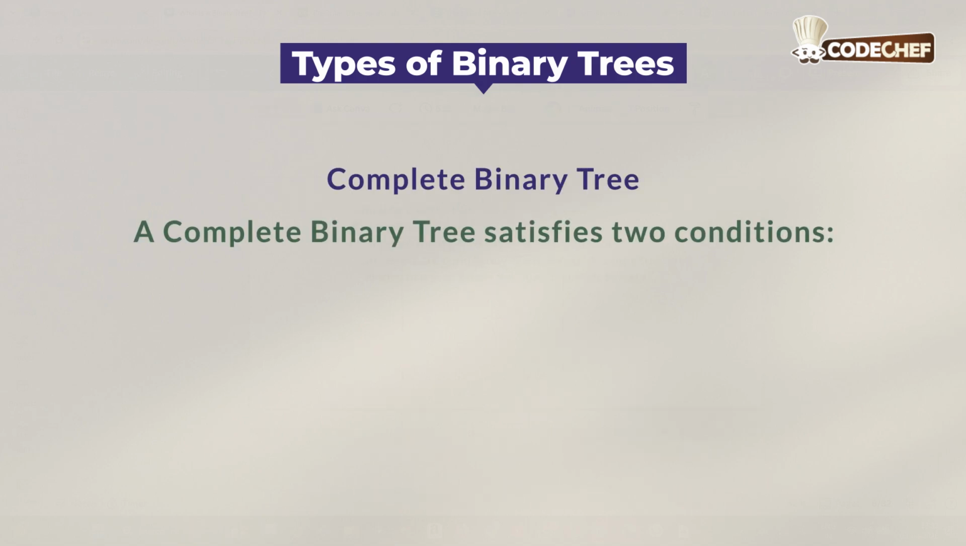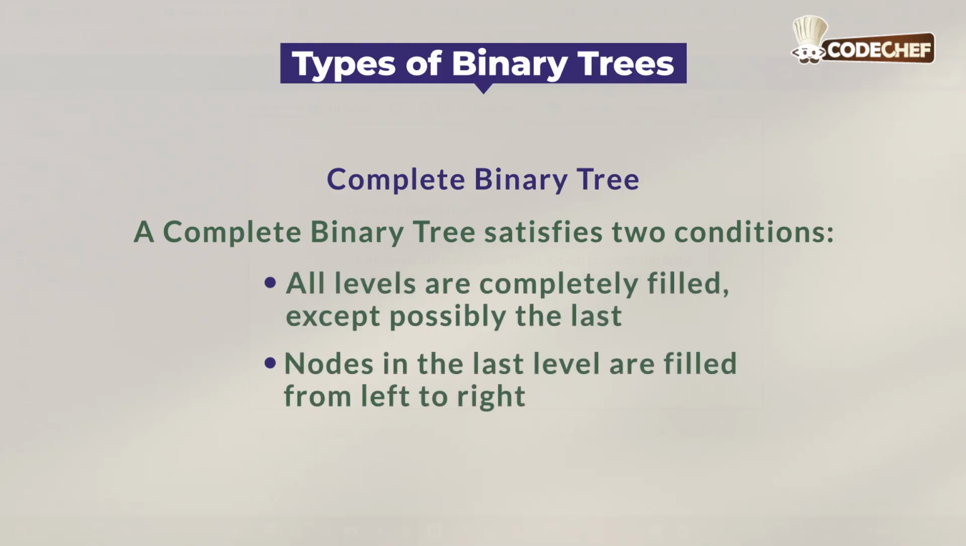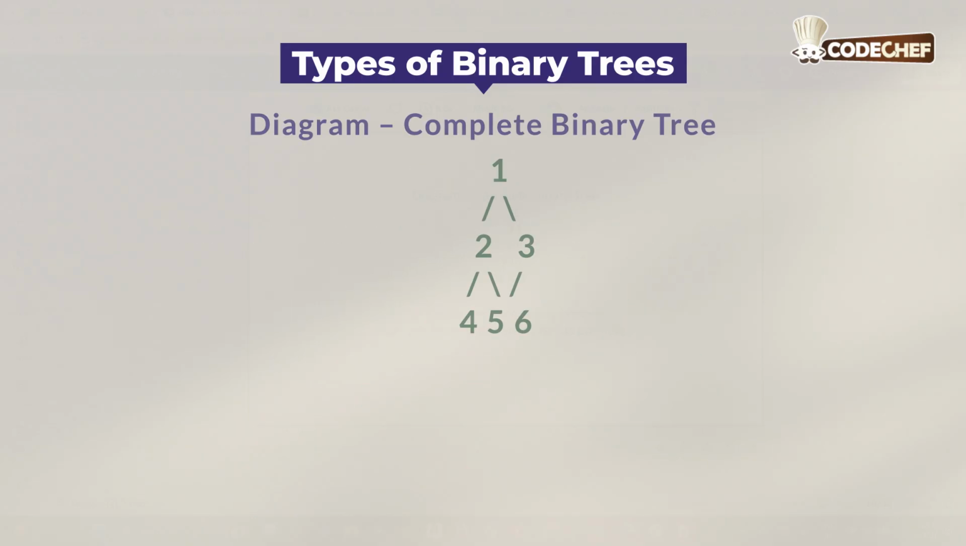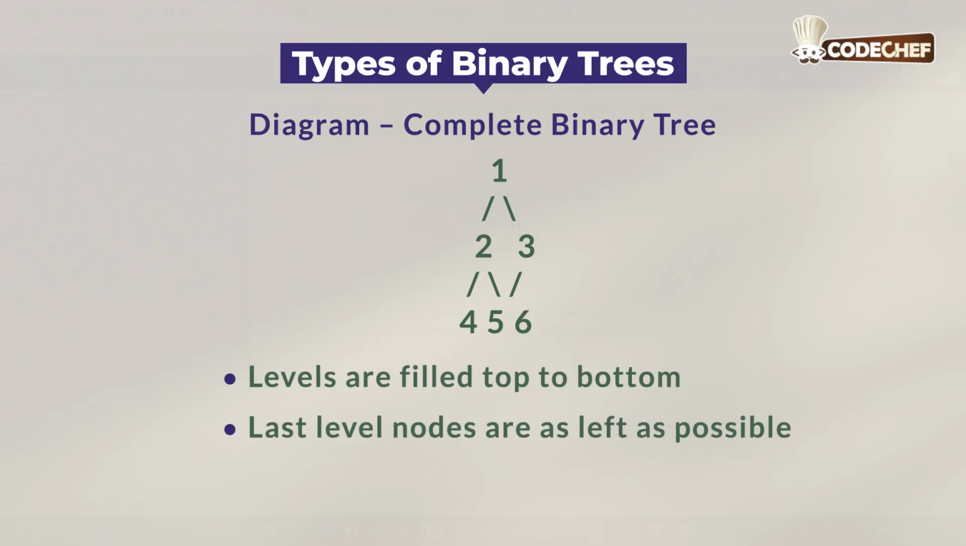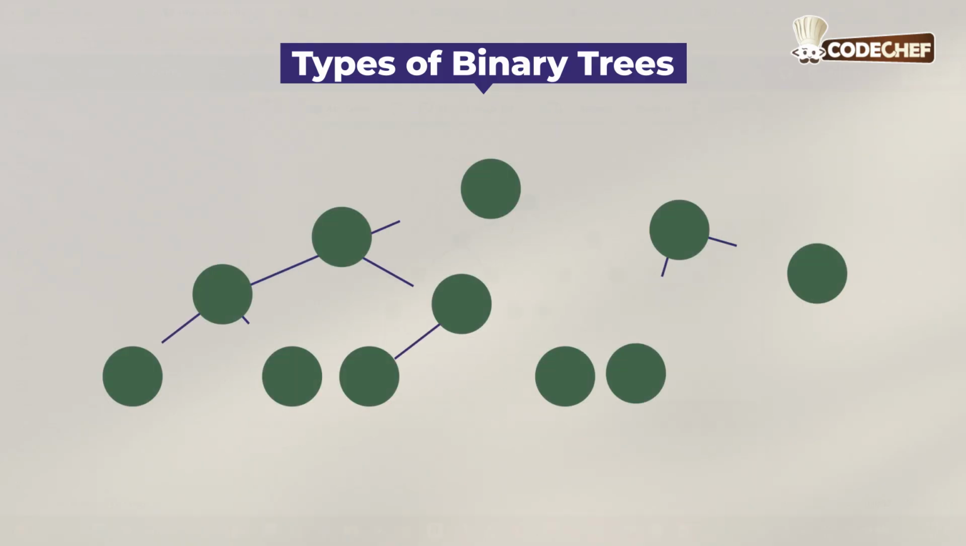Next is the complete binary tree. A complete binary tree satisfies two conditions. First, all levels are completely filled except possibly the last. Second, nodes in the last level are filled from left to right. So here you can see that levels are filled top to bottom, and the last level nodes are as far left as possible. This is also a diagram representation of a complete binary tree.